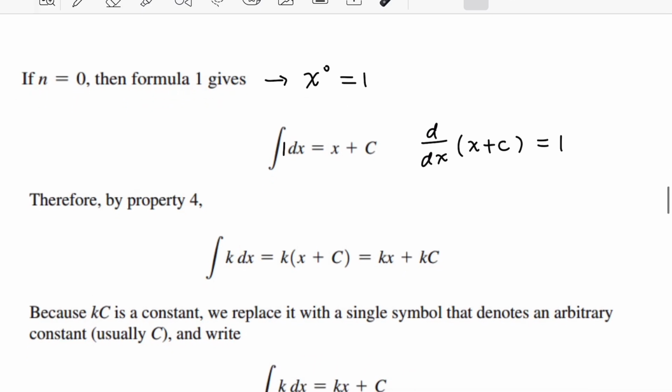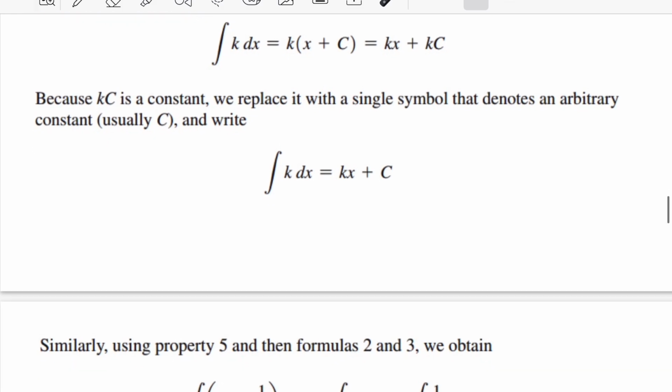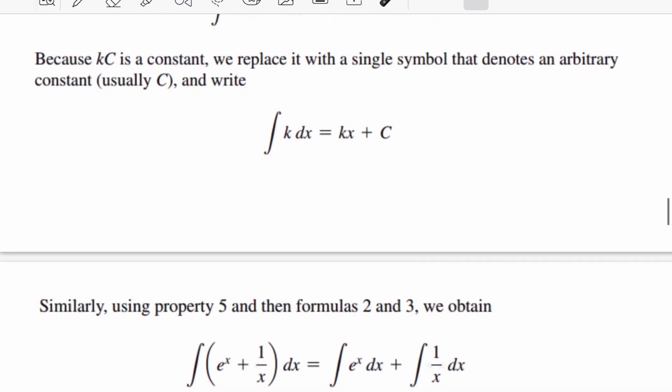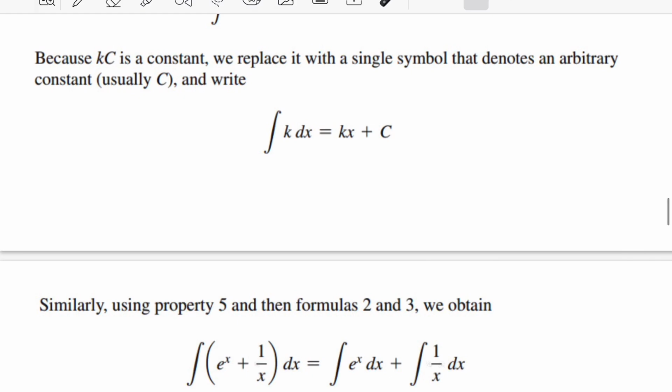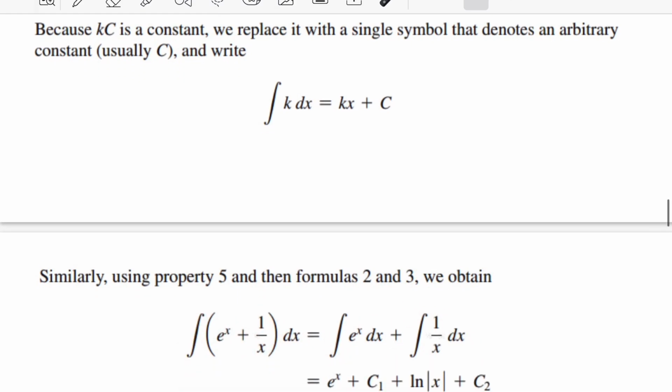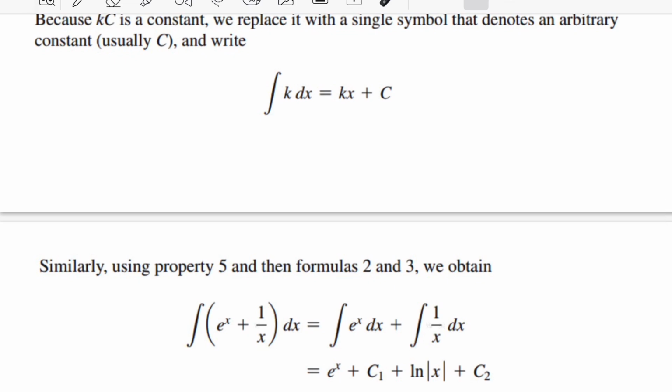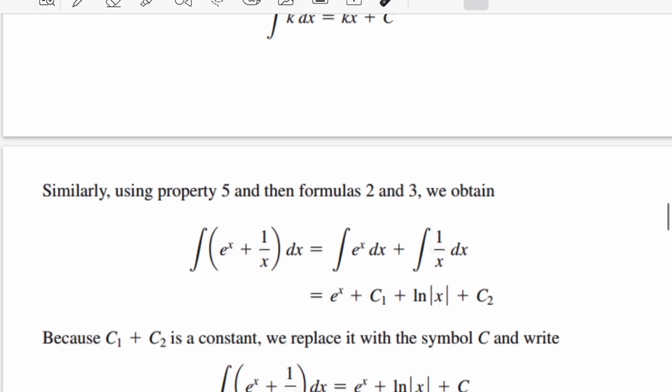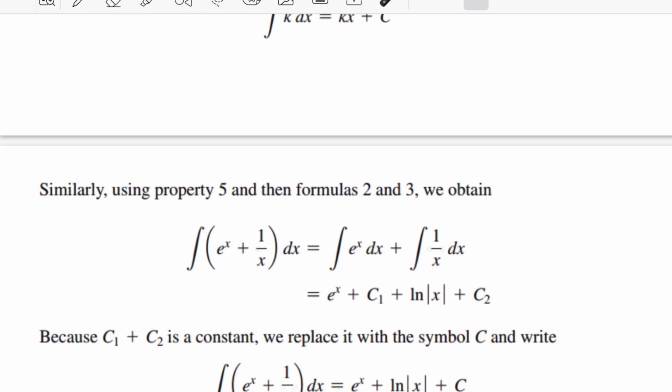All right. Now similarly, if we're using property 5 here, so we're looking at the integral of the sum of two functions, we can split these guys up. The integral of e to the x is going to be e to the x plus c1, and then the integral of 1 over x with respect to x is going to be ln of the absolute value of x plus c2. And we know that c1 plus c2, so a constant plus a constant, is just going to result in another constant. So we'll replace it with just c here.